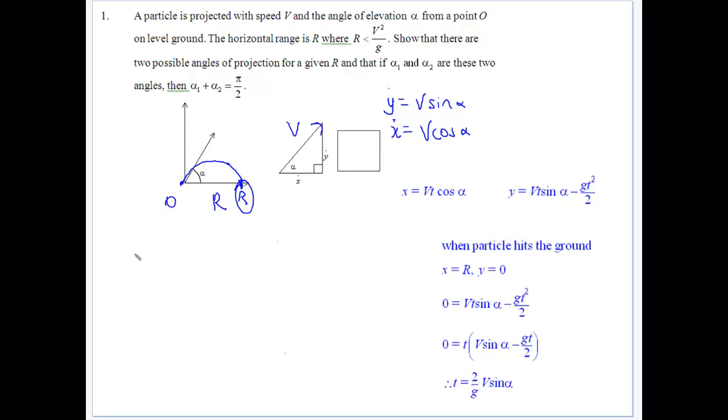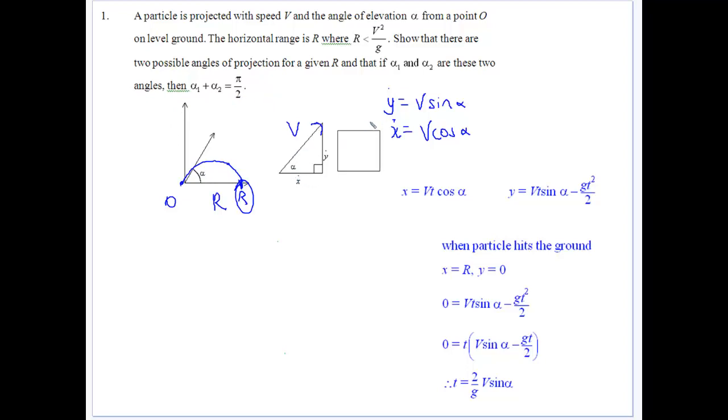Now we're looking at projectile motion and some harder questions here. The first one is: a particle is projected with a speed v and angle of elevation alpha, and the horizontal range is r, where r is less than v squared on g. Show that there are two possible angles for the direction of r, and that if alpha 1 and alpha 2 are those two angles, then you can add them to give you pi on 2.